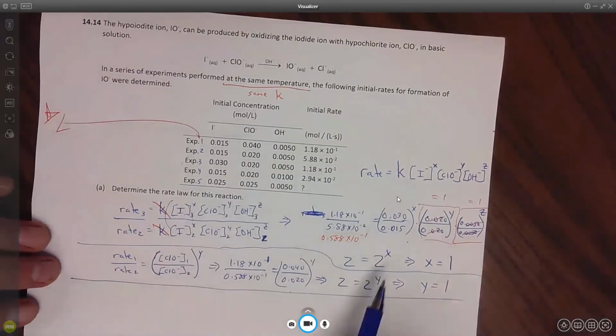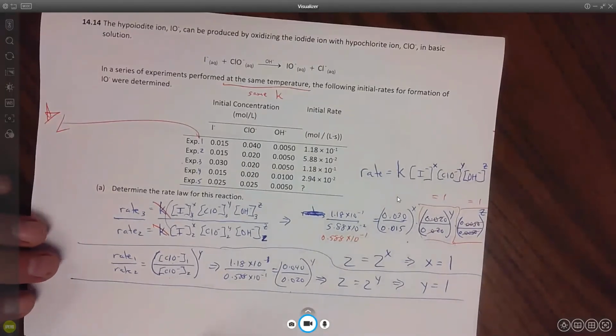And now we have to find z. So, Caitlin, what 2 experiments am I going to use to find the z for the hydroxide?